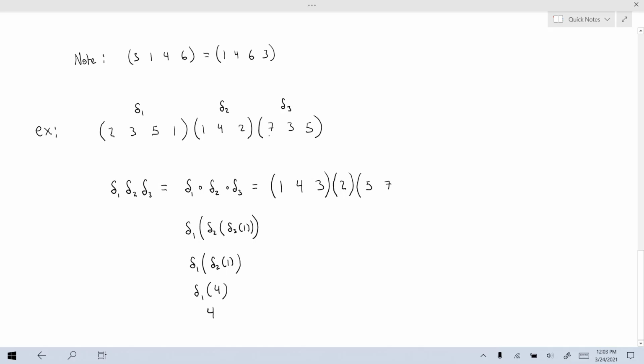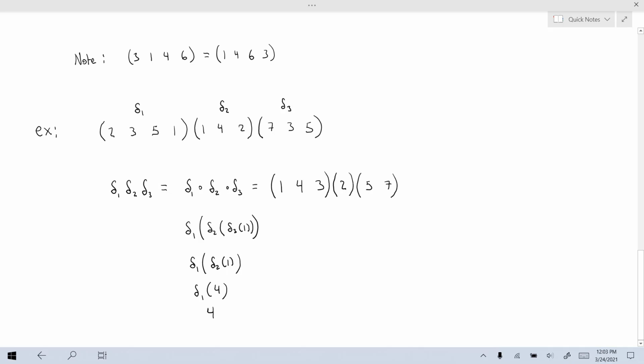Delta 3 of 7 is 3. Delta 2 takes that 3 and maps it to 3. And then delta 1 will take that 3 and map it to 5. So to indicate that 7 goes to 5, I would close that cycle.